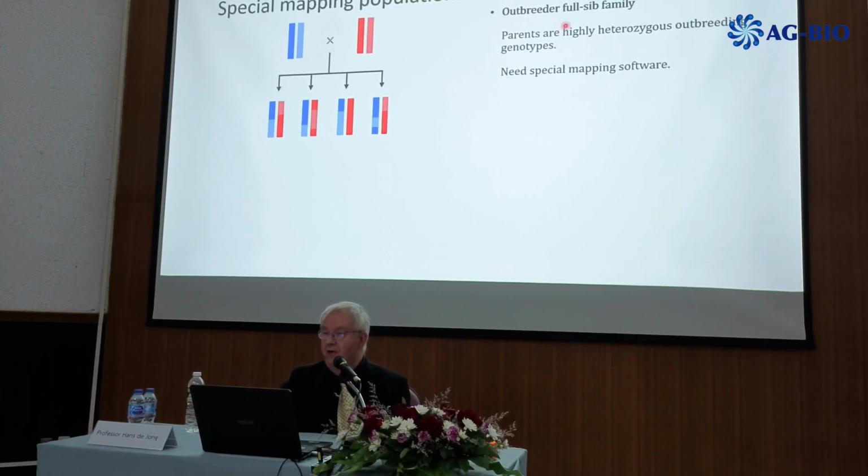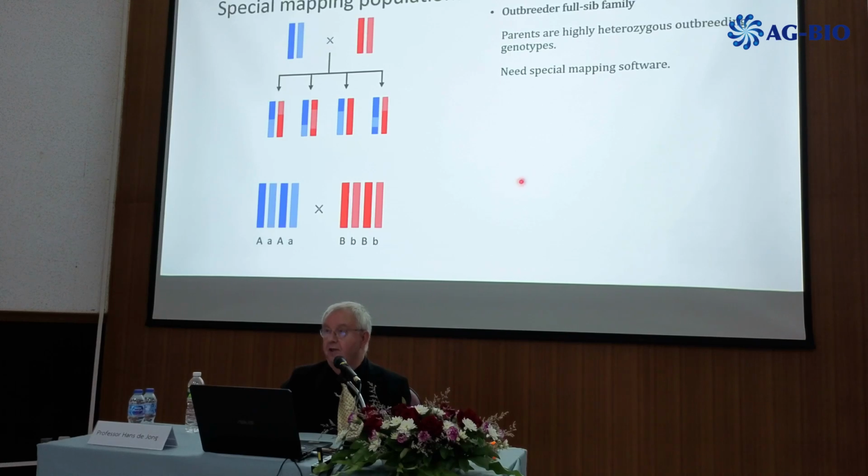So we need a program for outbreeding full-sib families, like you see here. The parents are highly heterozygous, outbreeding genotypes, and you need special mapping software. Now, happily enough, I can tell you, nowadays we have far better algorithms to construct genetic maps, and with it, nowadays, it is possible to produce for every chromosome a maternal and a paternal linkage group.